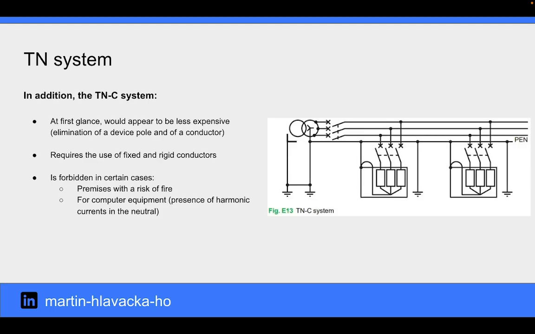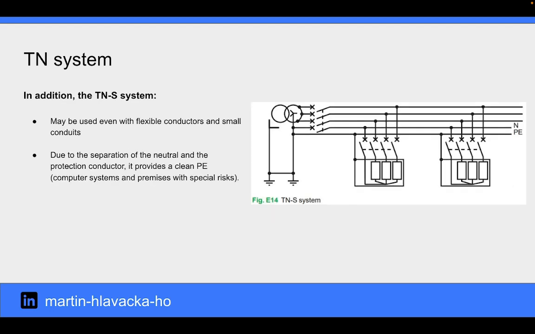In addition, the TNC system at first glance would appear to be less expensive, requires the use of fixed and rigid conductors, and is forbidden in premises with a risk of fire and for computer equipment. In addition, the TNS system may be used even with flexible conductors and small conduits, and due to the separation of the neutral and the protection conductor, it provides a clean PE.